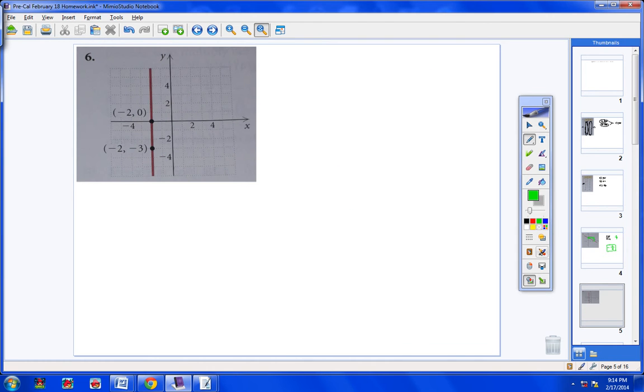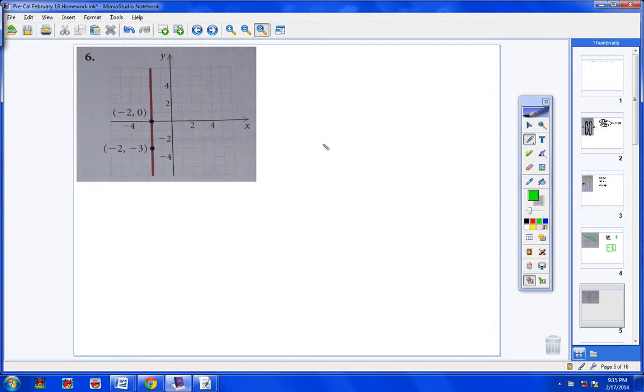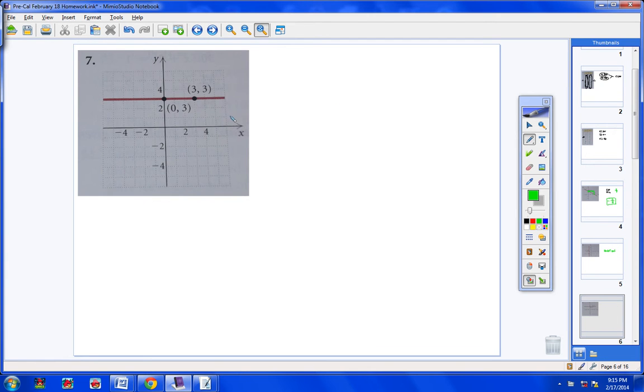All right, let's take a look at number 6. For number 6, there's really not a lot of work. Anytime you have a vertical line, the slope is undefined or no solution, however you want to say it. So whenever a line is perfectly vertical, left and right, then the answer to the slope is undefined. There is no slope.